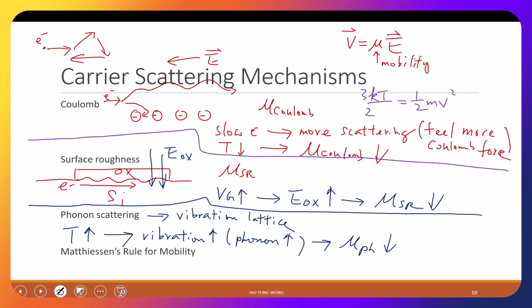Right? Now, in reality, you have many types of scattering. Here are only the three major types. Okay? And what is the total mobility? Then we use this very useful engineering rule, Matthiessen's rule, which means the reciprocal of the total mobility equals 1 over the Coulomb mobility plus 1 over the surface roughness mobility plus 1 over the phonon mobility, and you can keep adding if you find a new type of mobility. That includes remote phonon scattering, or surface phonon, 2D phonon scattering, or yeah, I forgot all these things.